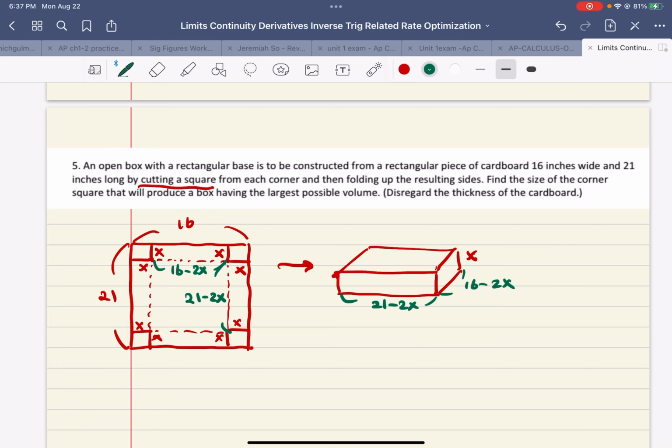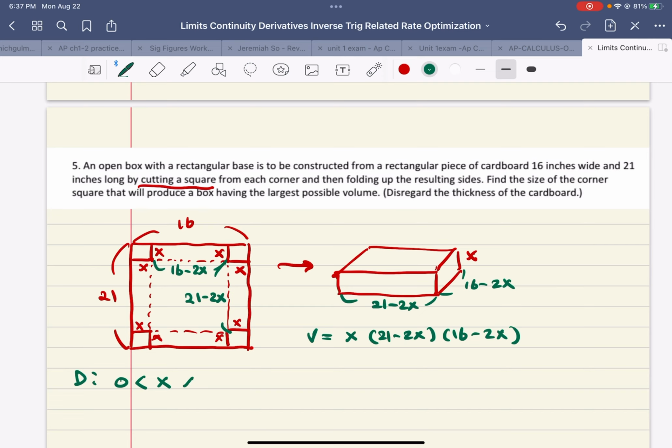Now you can find the volume. Volume is base area times height. So the height is x, times 21 minus 2x, times 16 minus 2x. Okay, that's the volume equation in terms of x. Now you can find the domain first. The domain for x: of course, x is greater than 0.